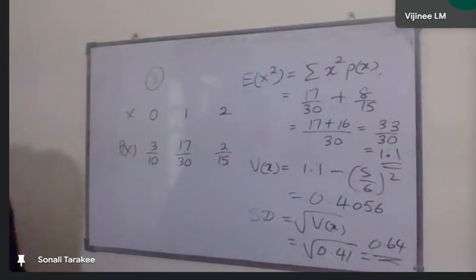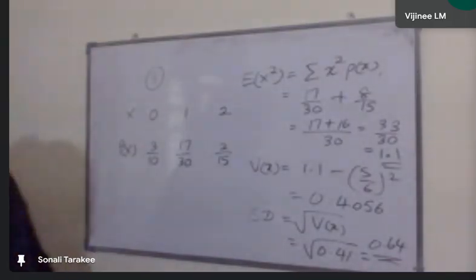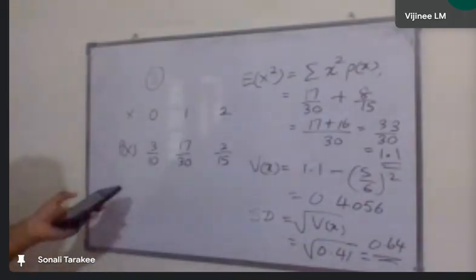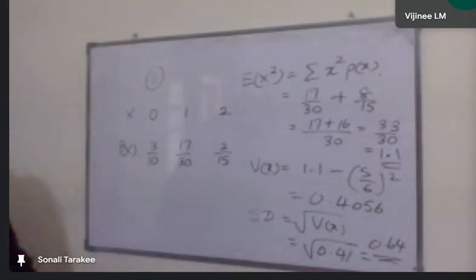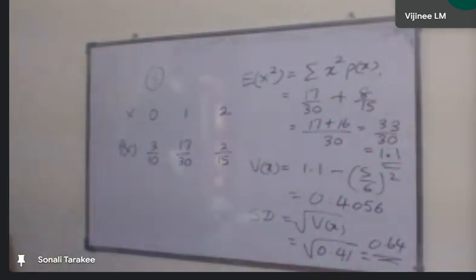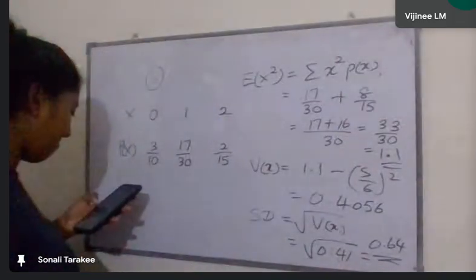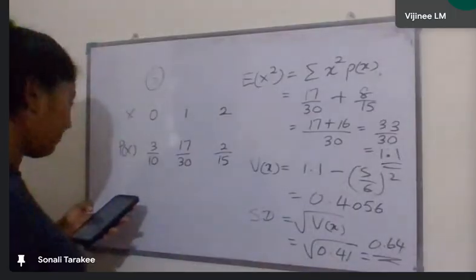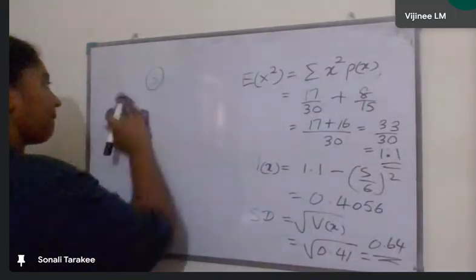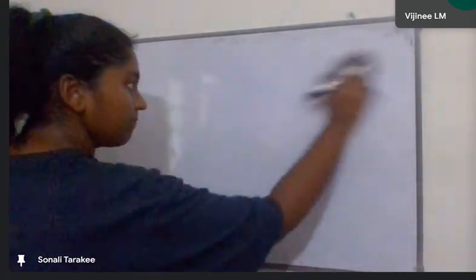Okay, any questions? That's it. That is how you convert into a probability distribution. Okay, next question we'll go. B part.